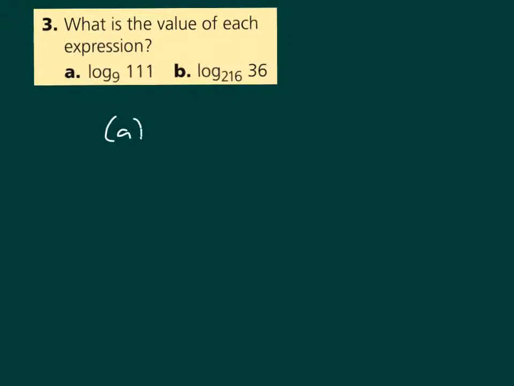Part A, what is it? 2.1. Give me 4 decimal places. 2.1434. And then part B, if memory serves, is exactly 2/3.